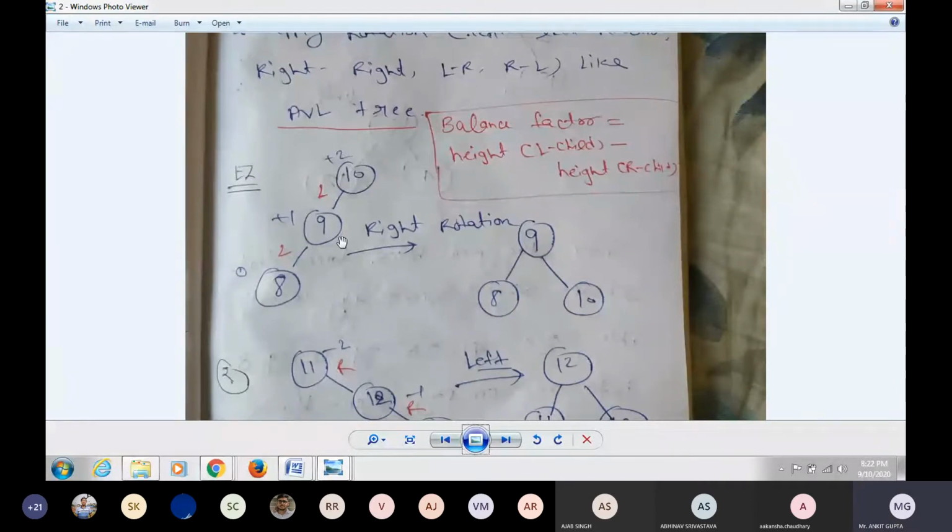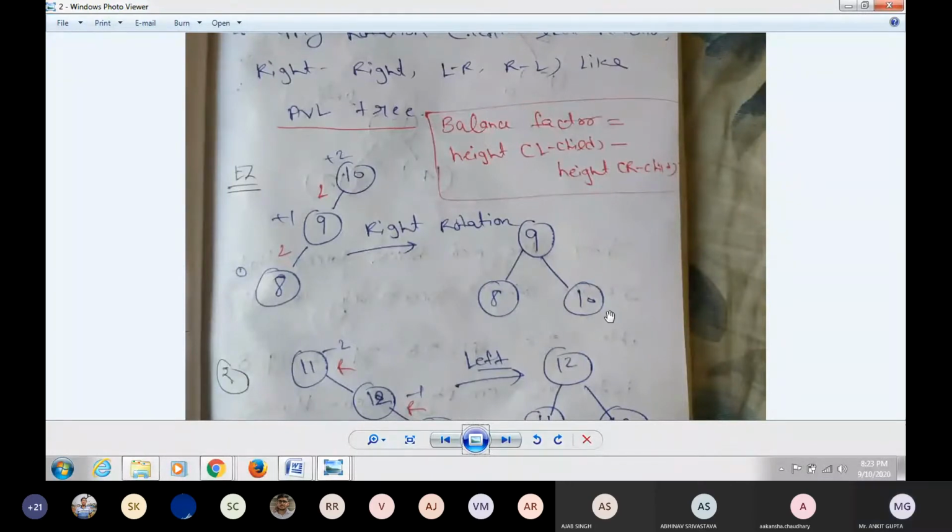Okay. So I have to fix 9. I have to fix 9 and then rotate in the right side. Okay. Right rotation. So I have to fix 9, then 10 will come from here to here. Okay, in the right side of 9, 10. It is the right side rotation. So 9, 8, 10. Is it clear to all?